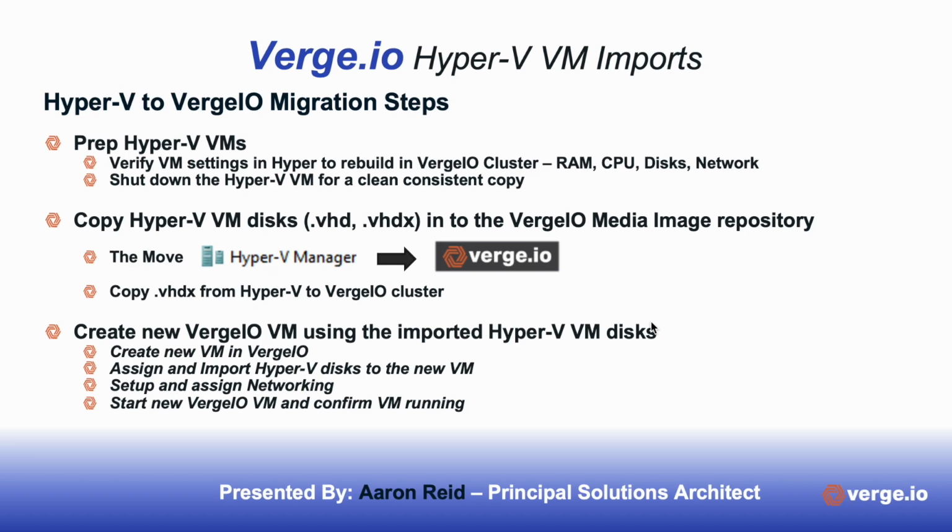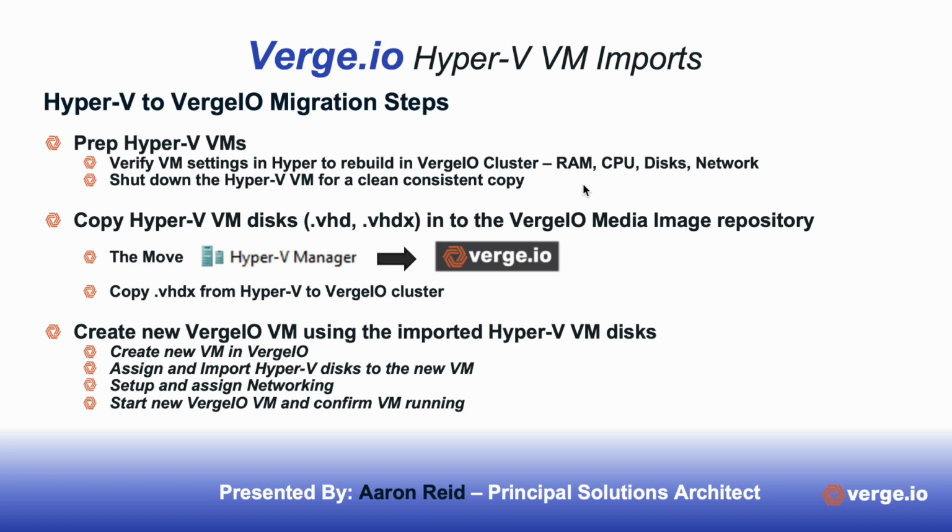Today we're going to talk about how we migrate a VM from Hyper-V to VergeIO. The first step we take is we prep the Hyper-V VM. So we want to log into Hyper-V and verify the VM settings inside of Hyper-V. This way, when we go to rebuild it in VergeIO, we know what those settings look like. So we'll look at the RAM, the CPU, the disk, the networking, and anything else you might want to look at to set that VM up once you copy it over.